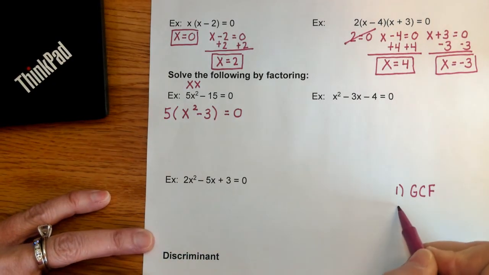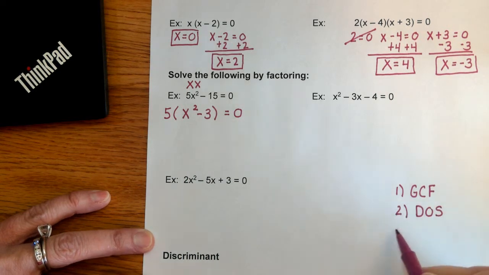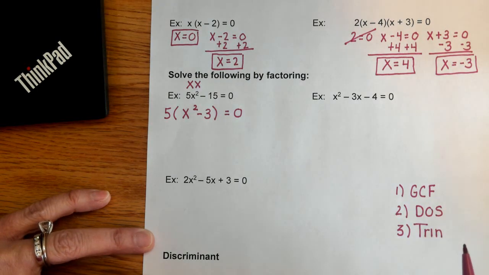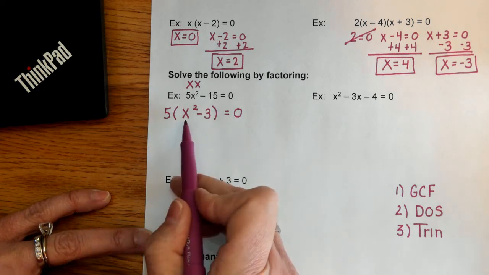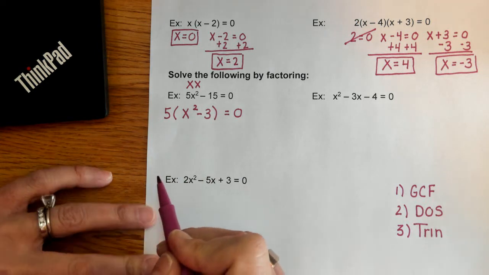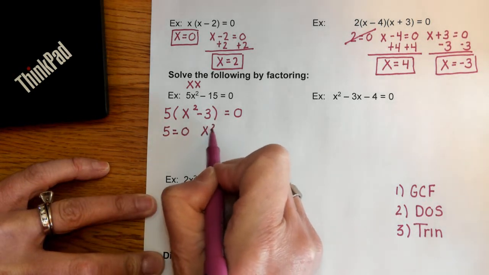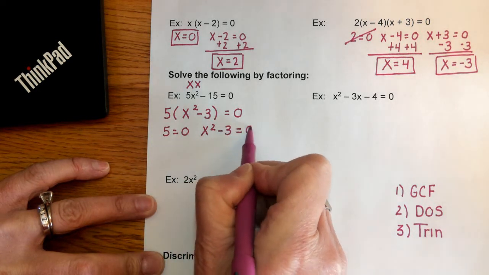After you've taken out a GCF, look to see if you have a difference of perfect squares or a trinomial, and check to see if it is factorable still. X squared is a perfect square, but 3 is not. So we are done factoring. Now set each factor equal to 0, and you can solve it.